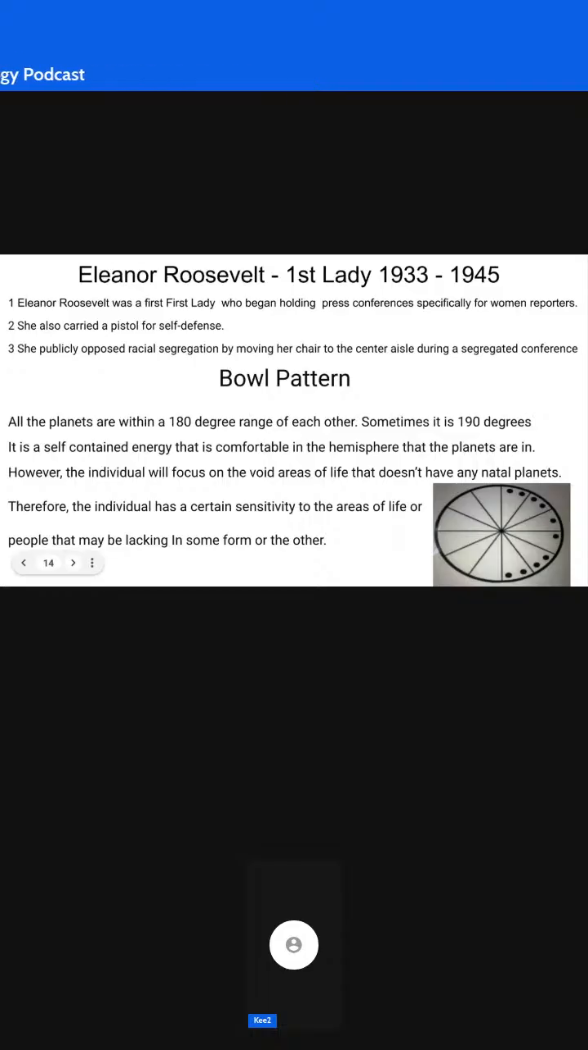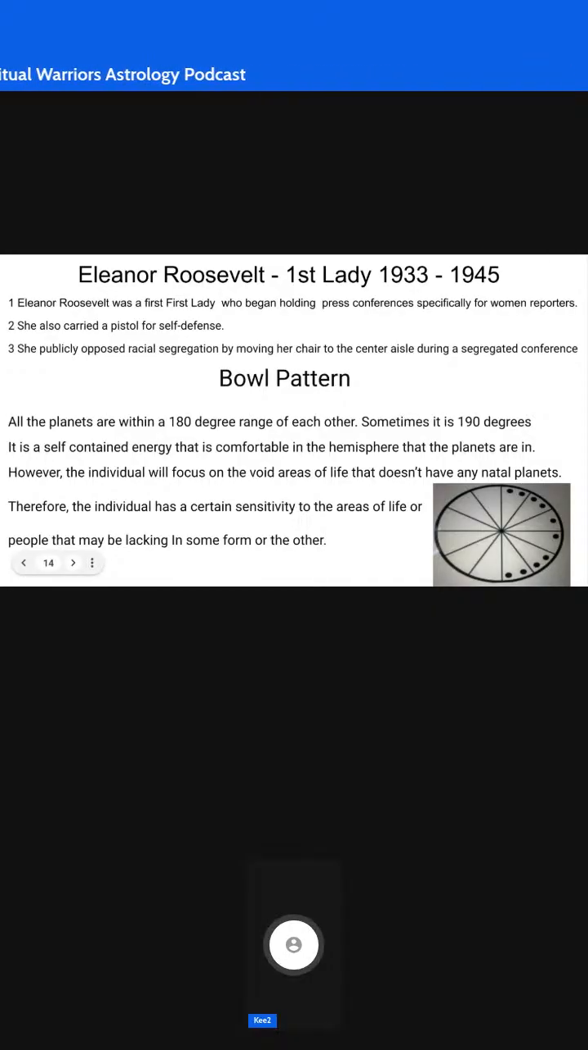Another pattern is the bowl. All the planets are within a 180-degree range of each other. Sometimes it is 190 degrees. It is a self-contained energy that is comfortable in the hemisphere that the planets are in. If you take a look at the picture, you'll see that all of the planets are to the right. And that's where the energy is the most comfortable, to that side of the chart.